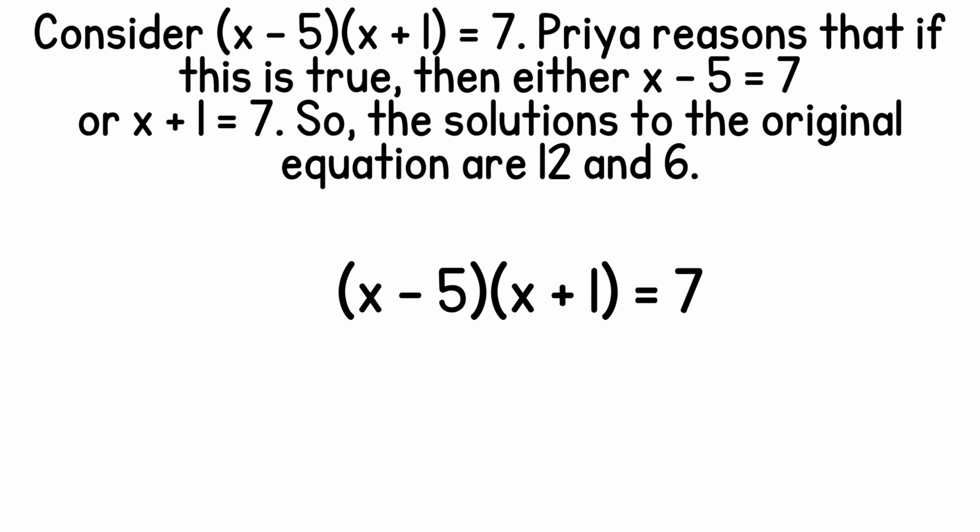So if we take the equation (x - 5)(x + 1) = 7, then she says that the first parenthesis must equal 7, or the second parenthesis must equal 7. But if we multiply these together, we would get an answer of 49 and not the 7 that we want. So she wanted to apply the zero product property, but in order to apply that, the equation must equal 0 and not any other number. So Priya just mistook what the zero product property was telling her.